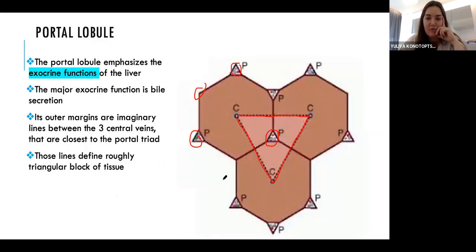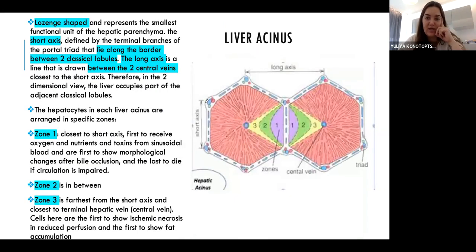And now we come to the liver acinus. So again, here you see a hexagonally shaped lobule, right? This is a classic lobule. If it was like this, for example, then it would have been the portal lobule, because what is in the center? The portal triad with the bile duct.